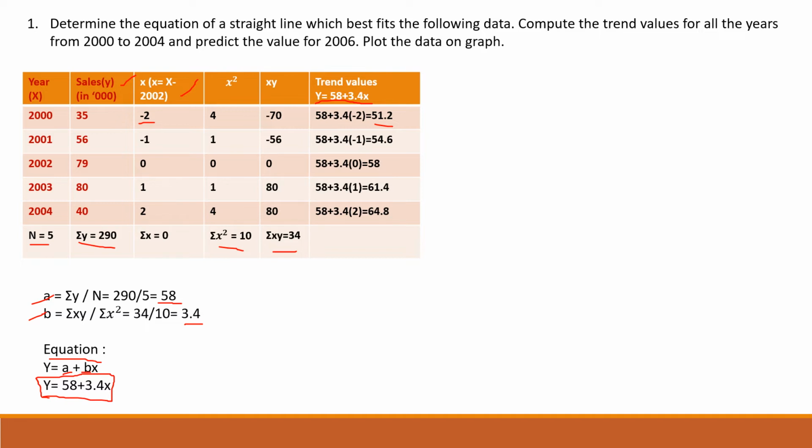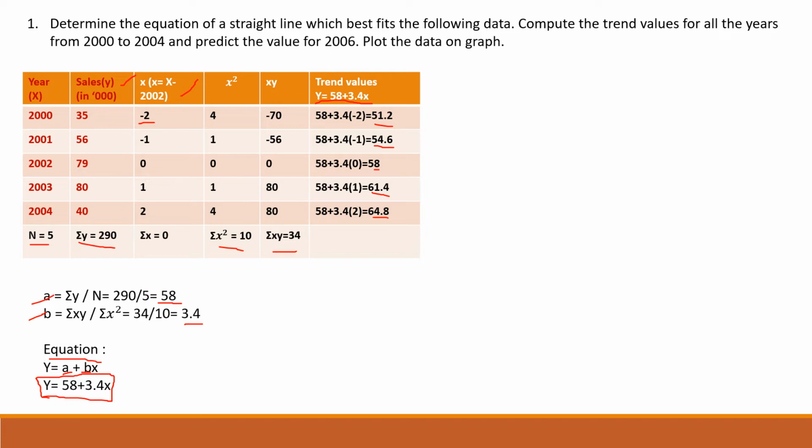Same calculation should be made for all the years. In 2001, x is minus 1. Minus 1 into 3.4 plus 58 equals 54.6. Next, 0 into 3.4 is 0, plus 58 is 58. 58 plus 3.4 into 1, that is 3.4, so 61.4. Next, the last one, 3.4 into 2 plus 58 equals 64.8. The second requirement of the problem is to compute the trend values for all the years. So for all the years, using the equation, we calculated the trend values.